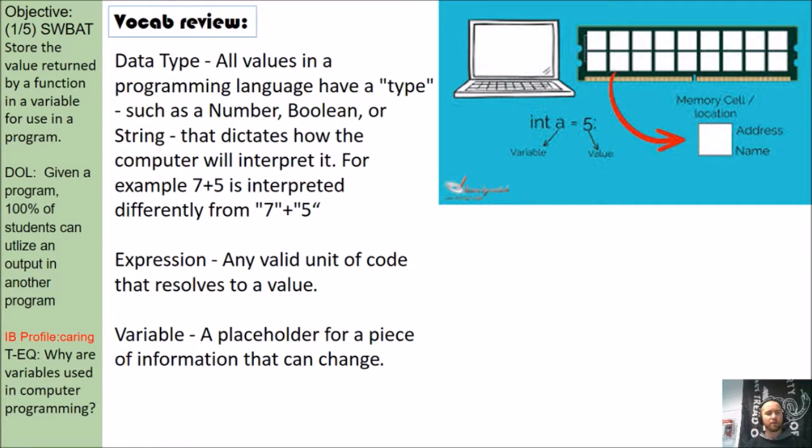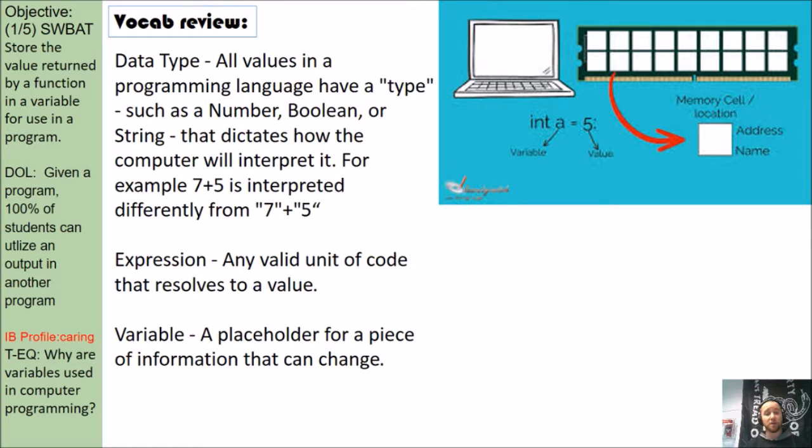So a quick vocab review from last time. A data type: these are values in programming languages, such as a number or a Boolean or a string, that dictate how the computer will interpret it. The example I used last time was 7 plus 5, two numbers, and that will be interpreted differently at the machine level than the string 7 and 5.